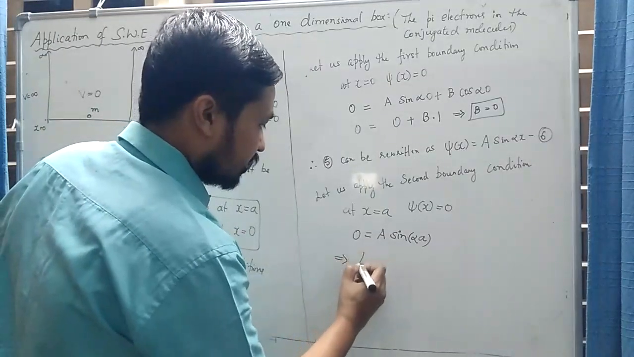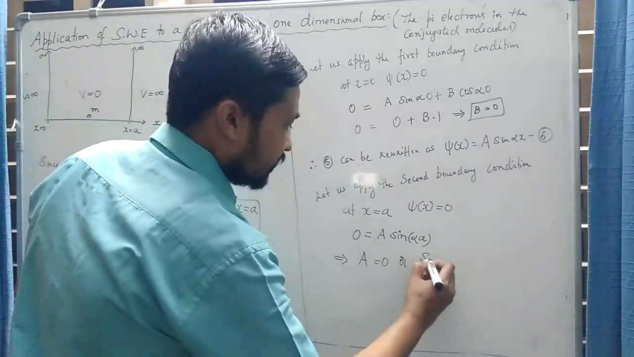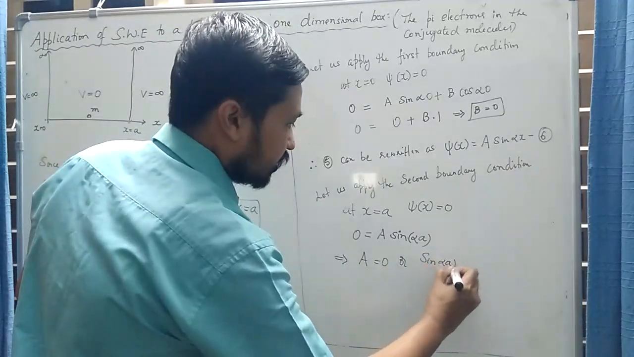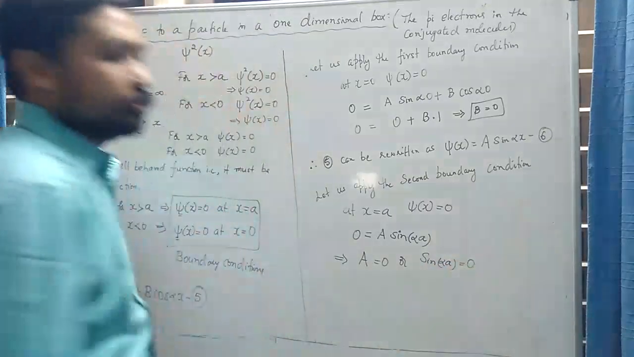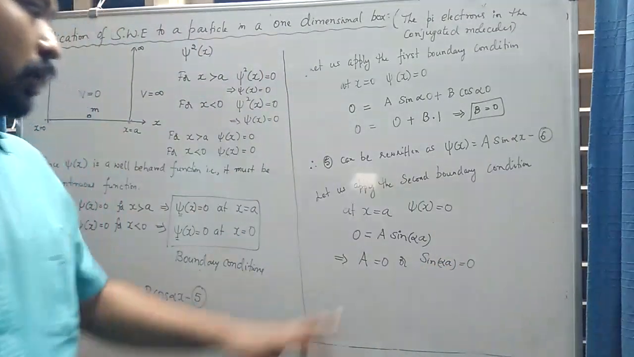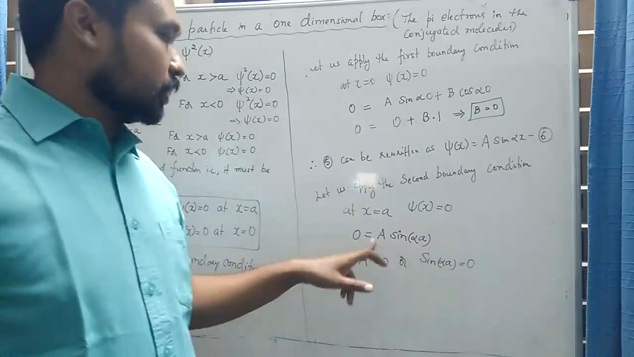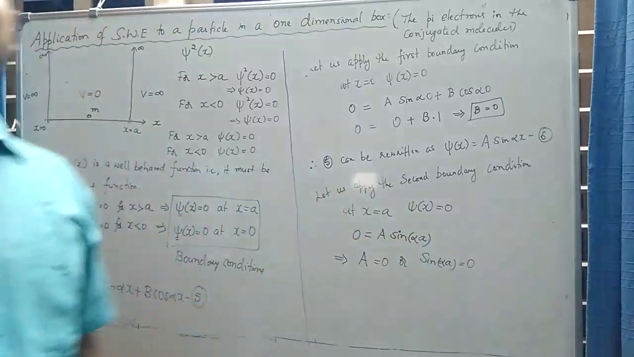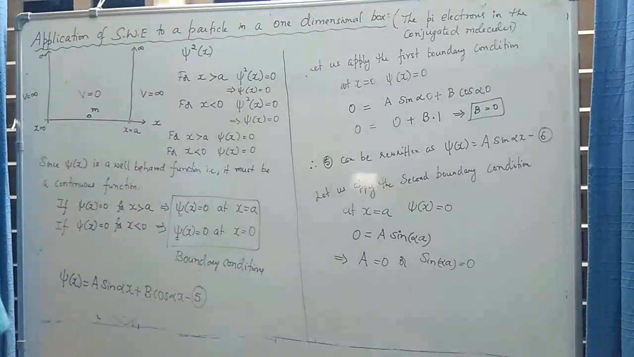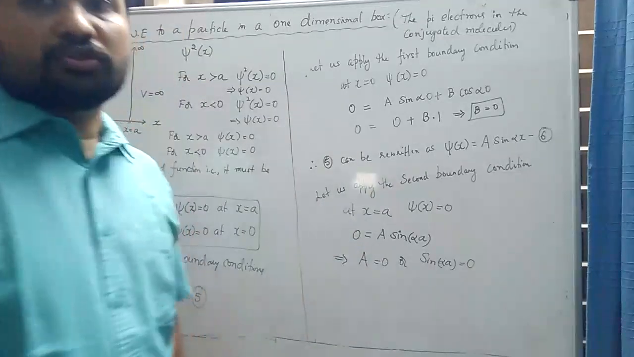which means either A should be equal to 0 or sin alpha A should be equal to 0, or both may be equal to 0. Then only the product becomes 0. Now, mathematically both are correct, but in terms of physical reality, which is more appropriate? What happens if A is equal to 0?